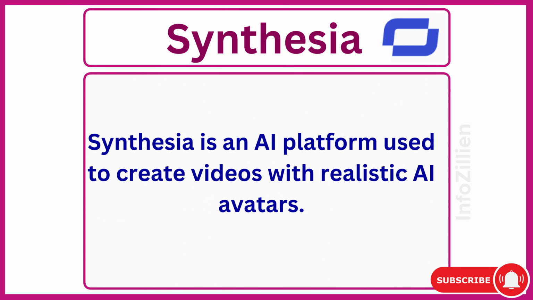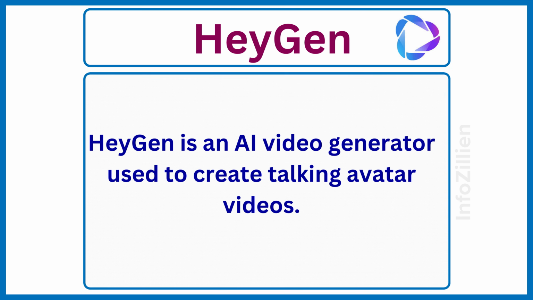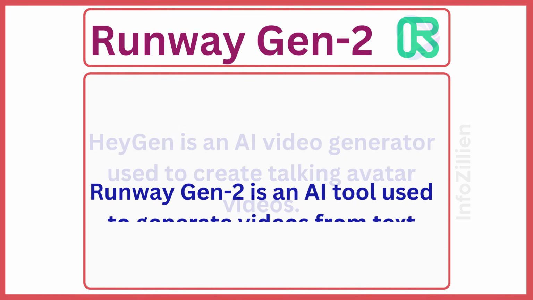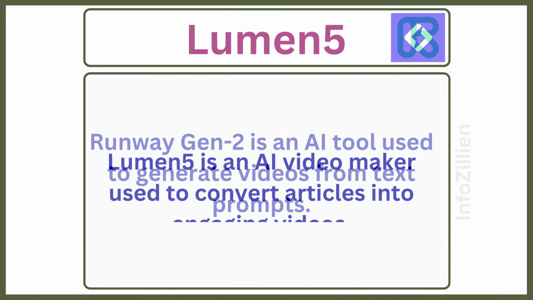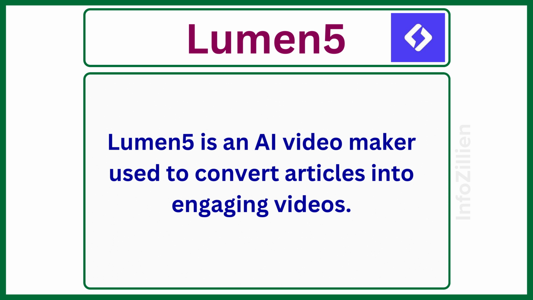Synthesia is an AI platform used to create videos with realistic AI avatars. HeyGen is an AI video generator used to create talking avatar videos. Runway Gen 2 is an AI tool used to generate videos from text prompts. Lumen5 is an AI video maker used to convert articles into engaging videos.